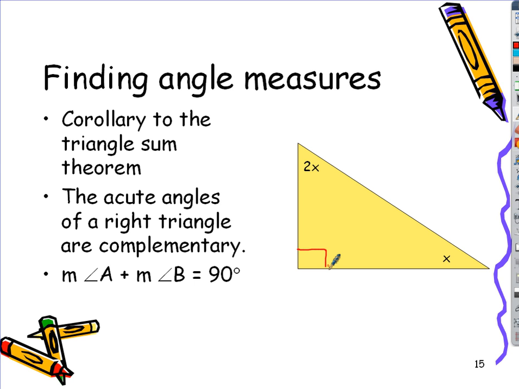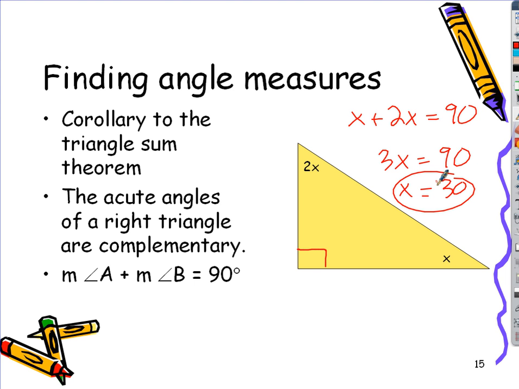Well, that's just x plus 2x, right? So then if I solve for x, how am I going to do that? Add the x's. So 3x equals 90. Therefore, x is 30 if I divide both sides by 3. And so I could fill in the blanks. This angle down here is 30 degrees, and this one must be 60. So we can solve for the triangle there pretty easily.